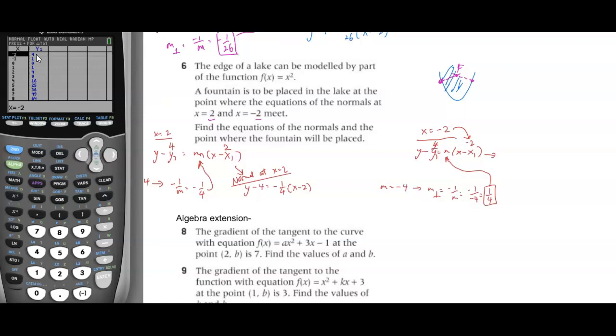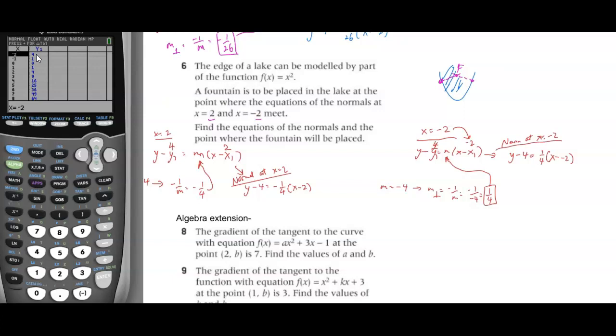So now I'm going to write it again with everything filled in. Y minus 4 equals 1/4 times x minus -2. You could simplify that to x plus 2, or you could just put x minus -2. Make sure you use the negative sign. Okay? So this is the normal line at x equals -2.